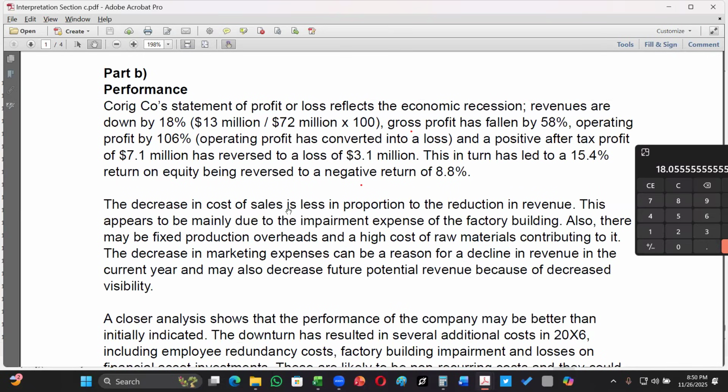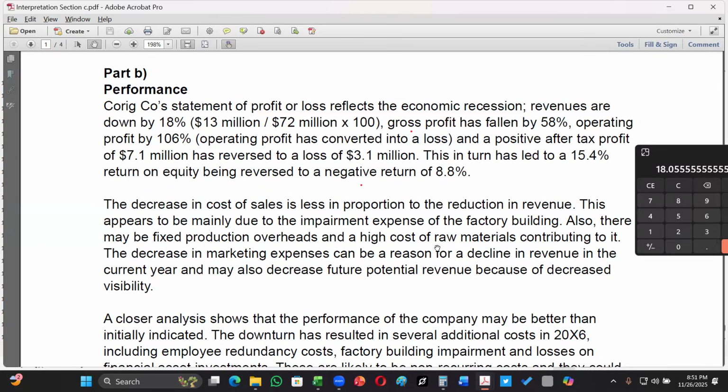Okay, if you move on, now they are going to discuss the reasons that we also discussed, that the decrease in the cost of sales is less in proportion. Why the cost of sales has not decreased as much as the revenue? This is because of the impairment expenses. Okay, the impairment expenses related to the factory have been charged to cost of sales. Also, there may be fixed production overheads and high cost of raw materials contributing to it. So as I said, you see this is a manufacturing business, so we must discuss the raw materials.